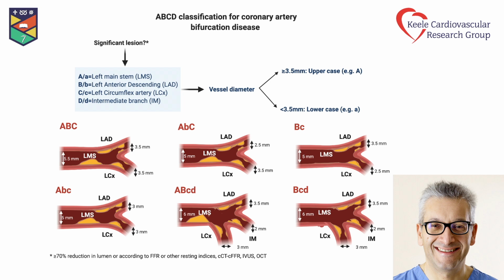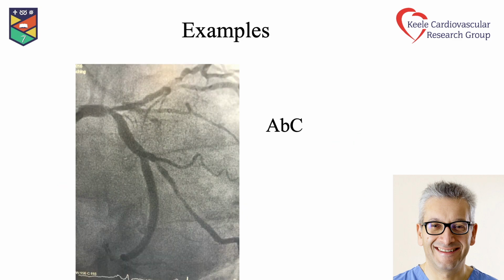And on the far right, it's capital B, small c, because the disease in the left main is not significant. The disease in the LAD is significant, and the vessel is greater than 3.5 millimeters, therefore it's capital B, and small c in the left circumflex. And these are some examples. In this example, you have significant disease in the left main, so that's capital A, small b in the LAD, and a capital C because the circumflex is greater than 3.5 millimeters.